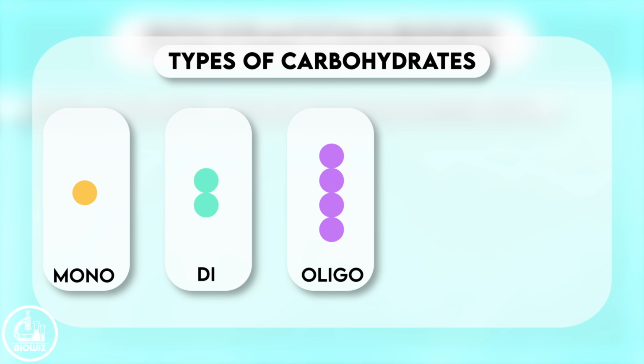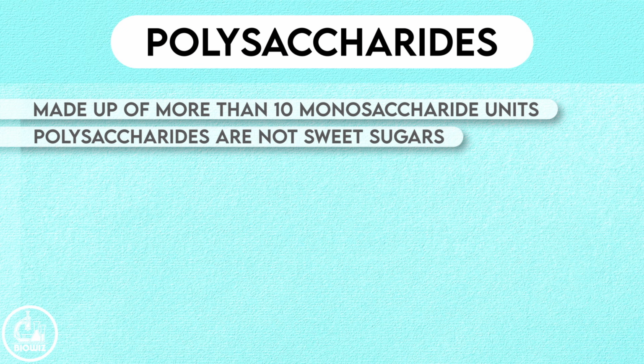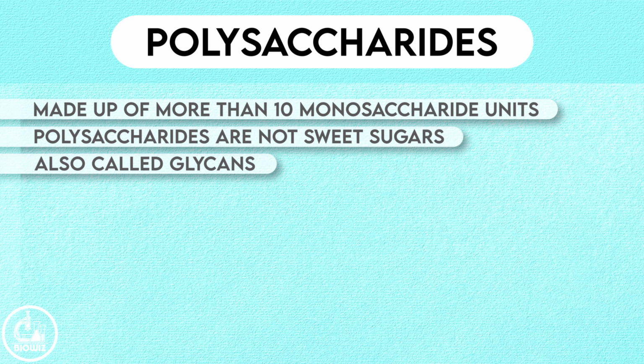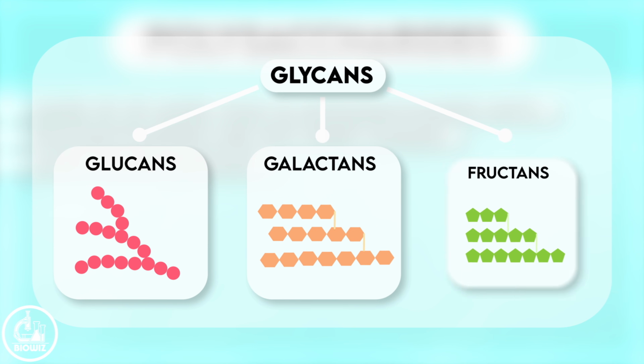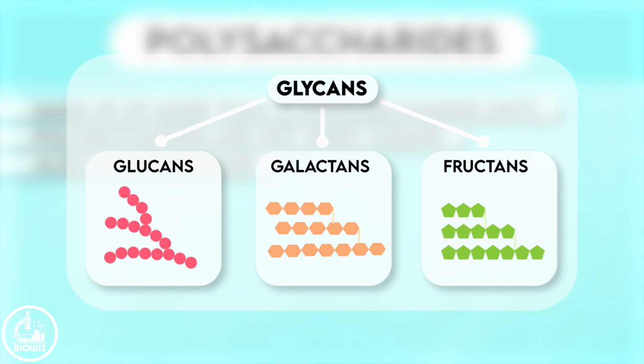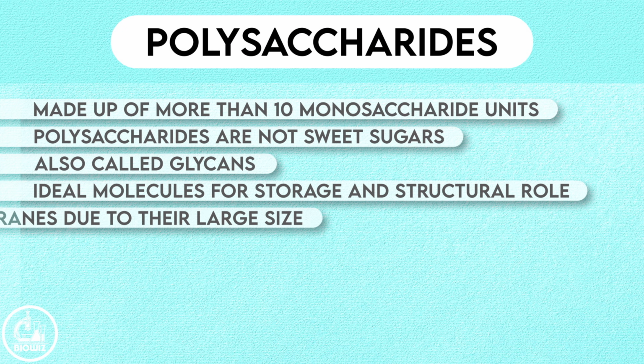Oligosaccharide consists of more than 2 but less than 10 monosaccharide units, while polysaccharides are made up of more than 10 monosaccharide units. Polysaccharides are not sweet sugars. They are also called glycans, and depending on the monosaccharide unit, these are further classified as glucans, galactans, fructans, etc. Due to their large size, they cannot cross the membranes directly and are transported in the form of vesicles.